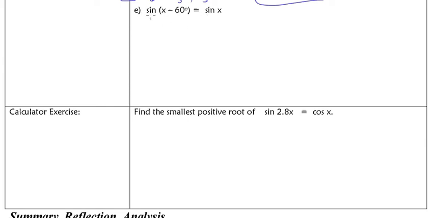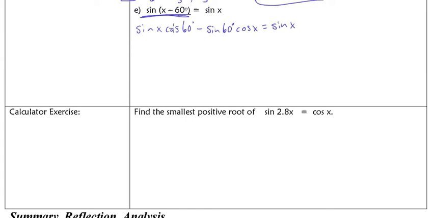So first step, sine of x minus 60 is going to be sine of x times cosine of 60 degrees minus, sorry, not plus, minus sine of 60 degrees times cosine of x, and that's all equal to sine of x. All we did in that first step was use our identities to break that into sine of x times cosine of 60 minus sine of 60 times cosine of x.